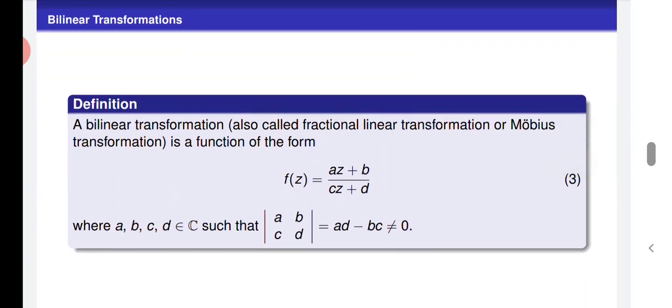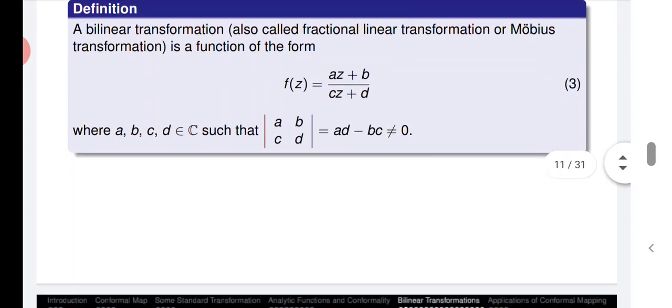So here we have a definition of bilinear transformation. It's another part and very useful for numerical kind of questions in examination. A bilinear transformation, also called fractional linear transformation or Mobius transformation, is a function of the form w is equal to f of z is equal to az plus b upon cz plus d, where a, b, c, d all belong to complex numbers C, and the determinant ad minus bc is not equal to 0.